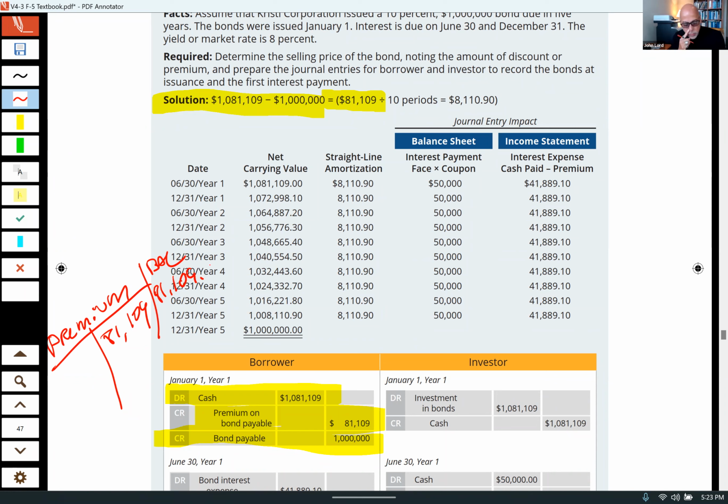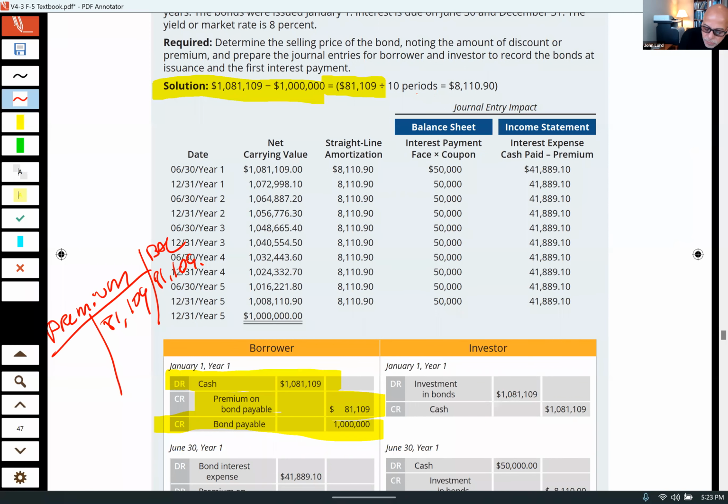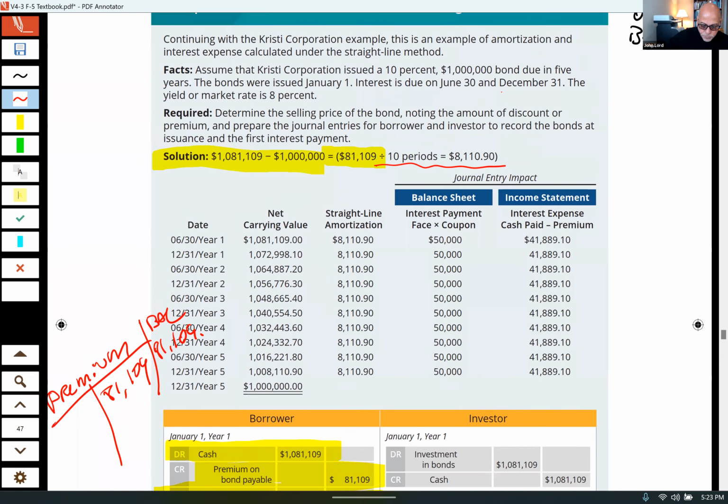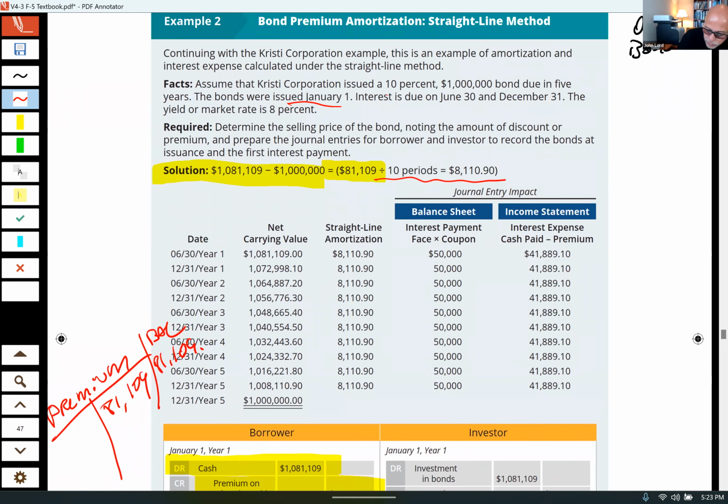Okay, so 81,109. Okay, then what? Then we go ahead and we divide that by the period the bonds are outstanding. This was the 10 semi-annual periods because they issued these bonds January 1st. But read the question carefully, because if they issue the bonds after the date the bonds are issued, then the outstanding period is going to be a shorter period than the total term of the bond, right? Here they issued it on January 1st, and so since they issued on January 1st, it was the full 10 semi-annual periods.